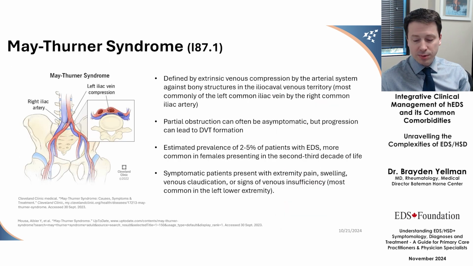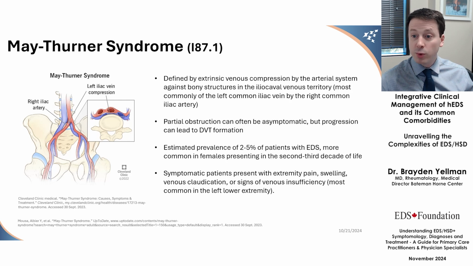What else can cause symptoms in the abdomen? Well, May-Turner syndrome, which is defined by extrinsic venous compression by the arterial system against bony structures in the iliocaval venous territory, most commonly the left common iliac vein by the right common iliac artery. You can sometimes get a partial obstruction that can be asymptomatic, but this changes with volume status, with being supine versus upright.